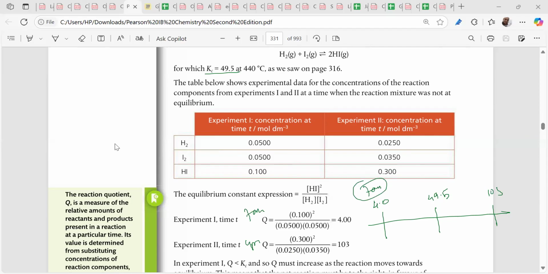The reversible reaction is not at equilibrium. Which direction is it moving? Forward direction to achieve the equilibrium. Understood? Clear? It's not at equilibrium. Always draw this line. It will be much easier.